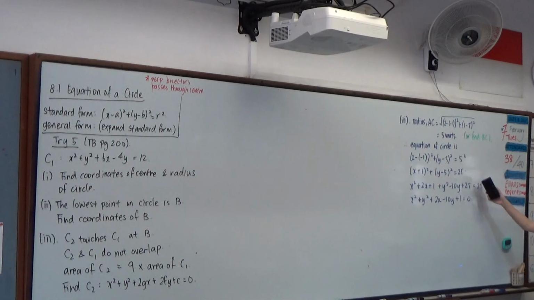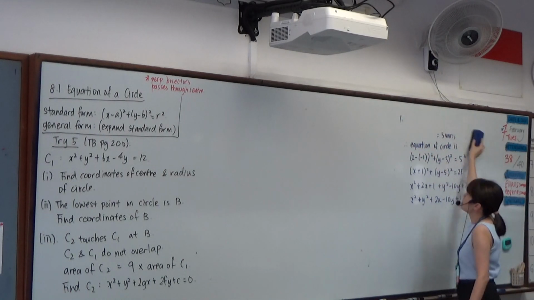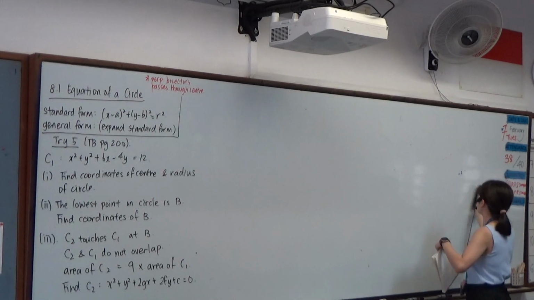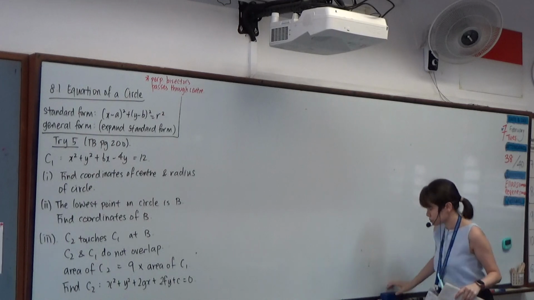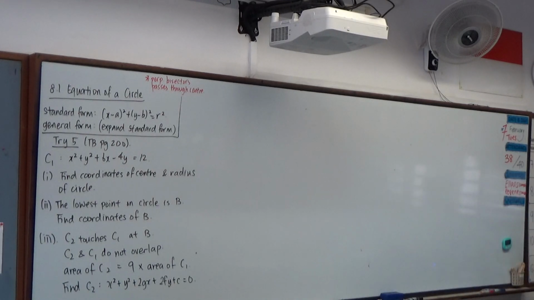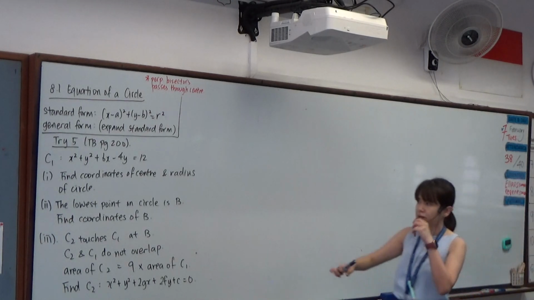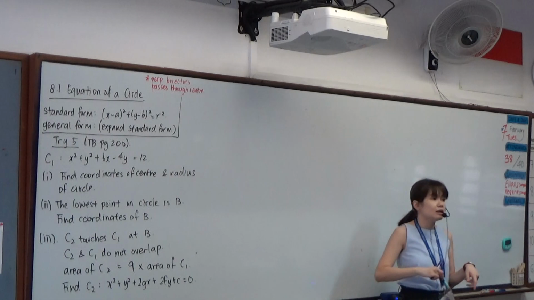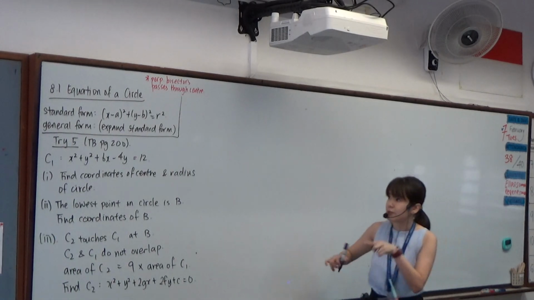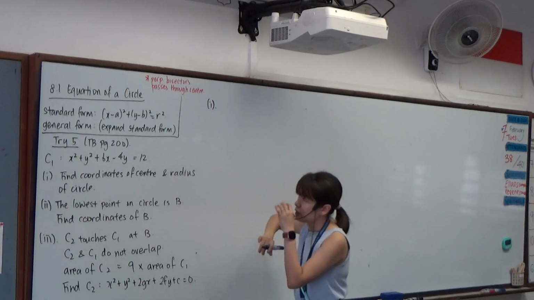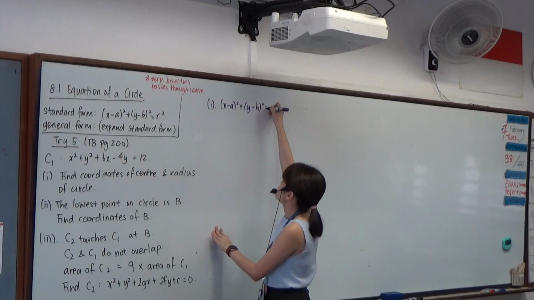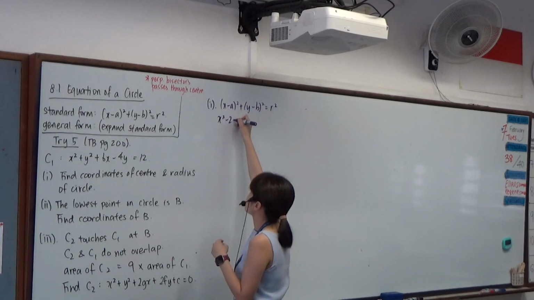Right, let's take a look at try 5. In try 5, we are given the general form of a circle C1: x squared plus y squared plus 6x minus 4y equals 12. The question asks you to find the coordinates of the center and the radius of the circle. We have been doing this so far already, so I shall not dwell so much on it. If you're following the method I have decided to use, which is to expand the standard form, you get this.